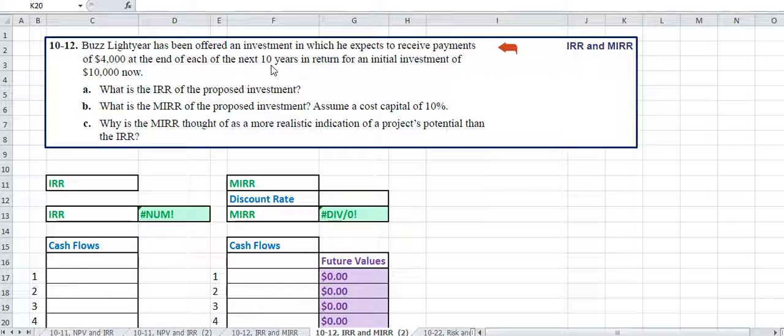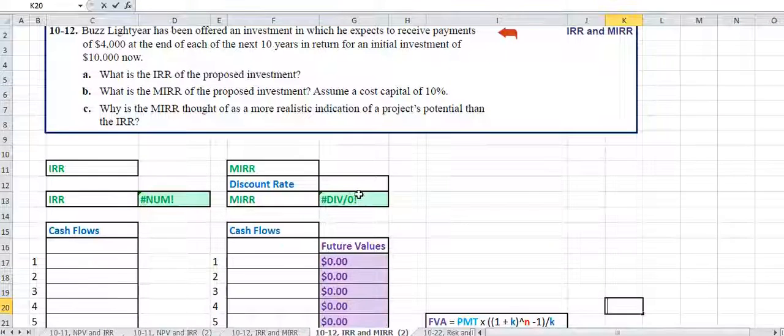So once again, this is going to work like an annuity, not an annuity due, because the payments are at the end of the year. And when we get to our modified internal rate of return, we're going to need to assume a cost of capital or a discount rate of 10%. So let's go ahead and put that in first, 10%.